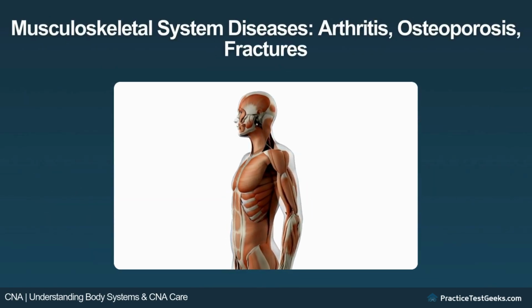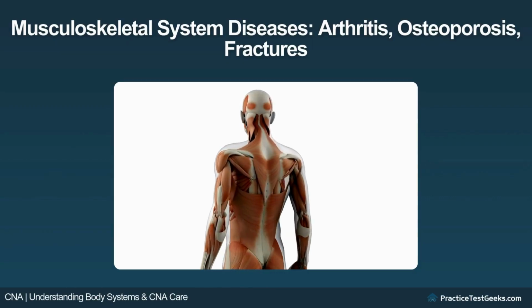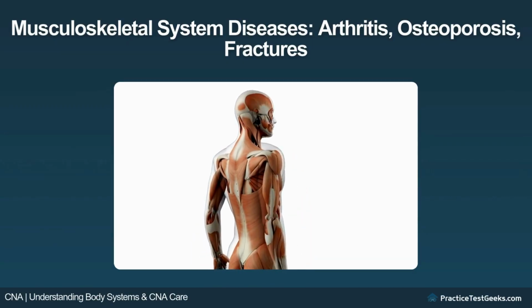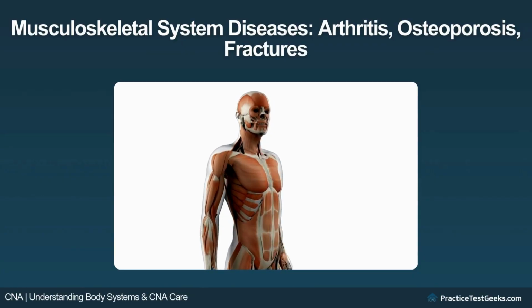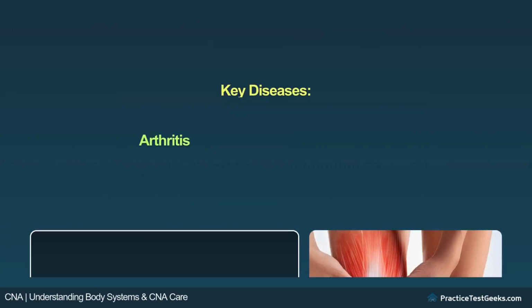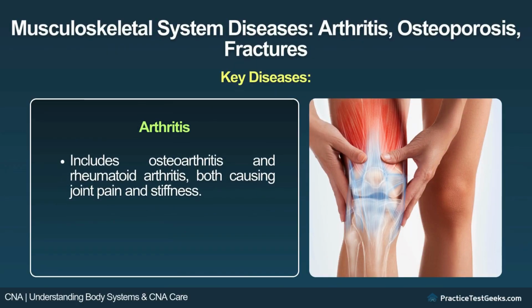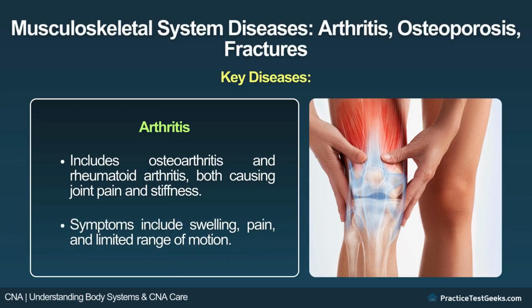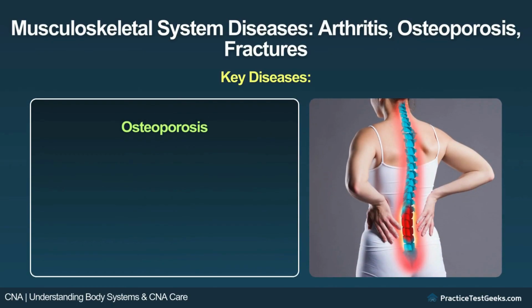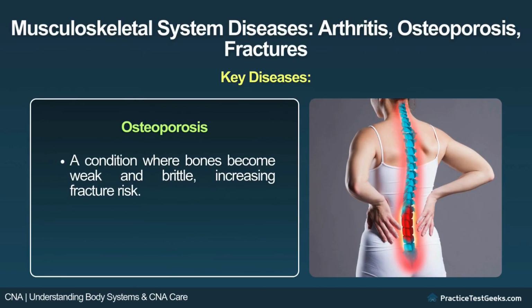The musculoskeletal system supports movement and protects vital organs. Musculoskeletal disorders often affect mobility and quality of life. Key diseases: Arthritis includes osteoarthritis and rheumatoid arthritis, causing joint pain, stiffness, and swelling. Patients often have a limited range of motion. Osteoporosis is a condition where bones become weak and brittle, increasing the risk of fractures. Often patients don't notice symptoms until a bone breaks.